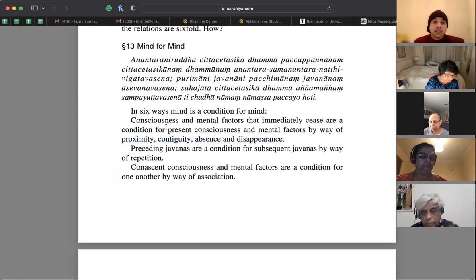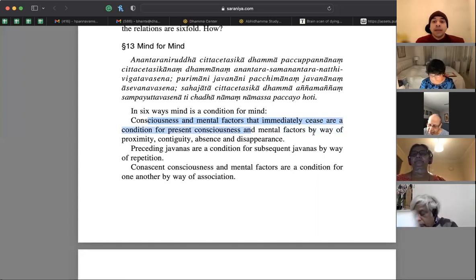Right. Consciousness and mental factors that immediately cease are the condition for present consciousness and mental factors by way of proximity, contiguity, absence and disappearance. The word is contiguity, isn't it, Bhante? Yes, okay. Contiguity. Thank you.